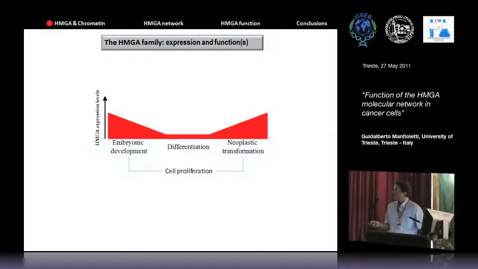It is interesting that HMGA are expressed at high levels during embryogenesis, and their expression decreases during differentiation, reaching very low levels in terminally differentiated cells. Very, very low levels, or sometimes almost undetectable. But following neoplastic transformation, the expression is again very high.